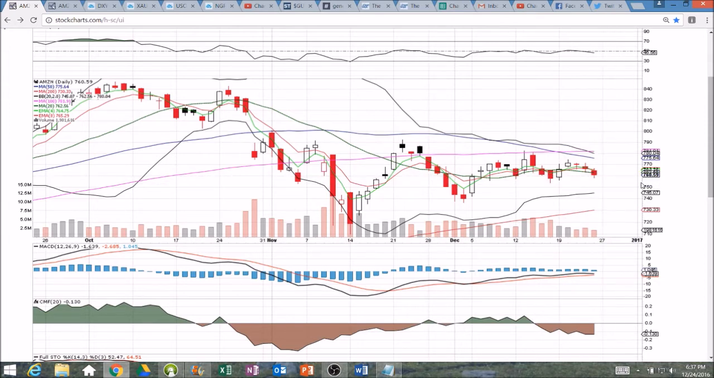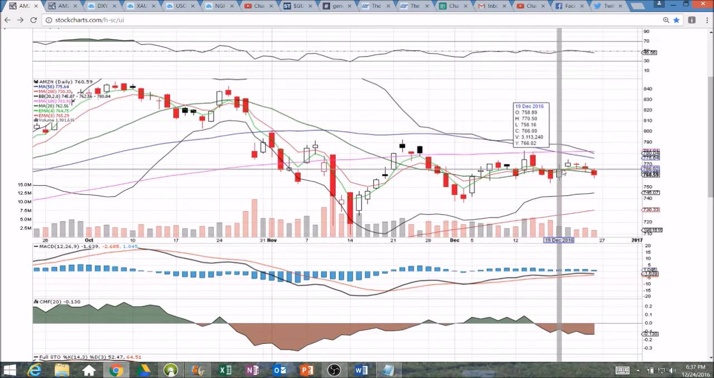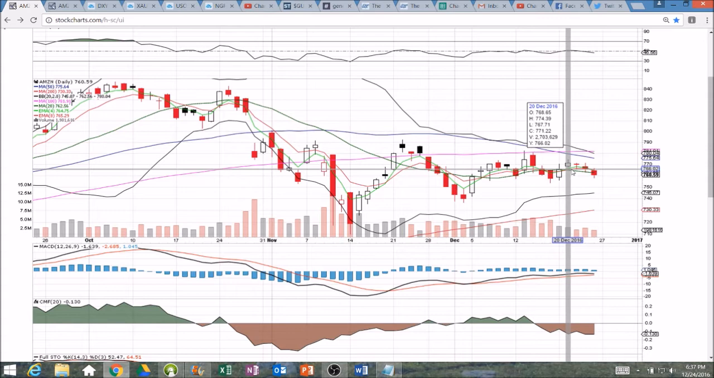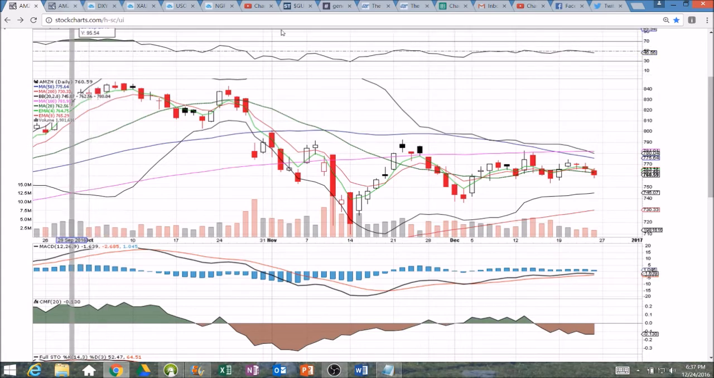So I'm absolutely very interested in Amazon for this purpose, and watching to see which direction this trend breaks is going to give a nice trade in terms of a swing position to start the new year. So we'll be watching Amazon very closely.